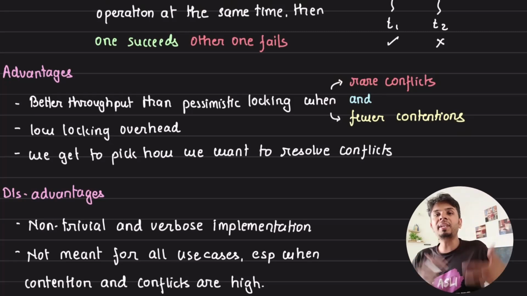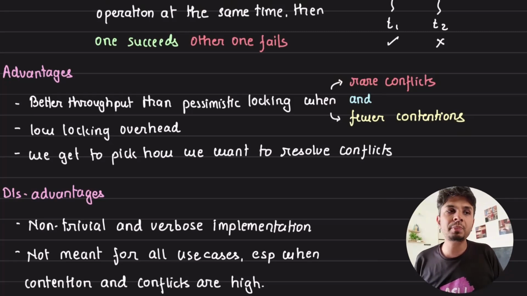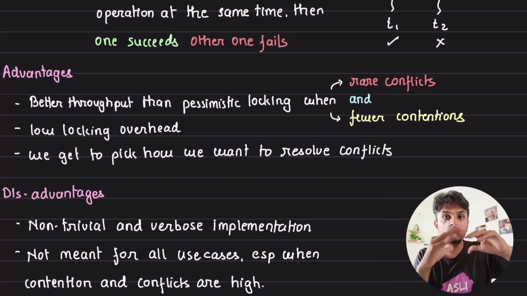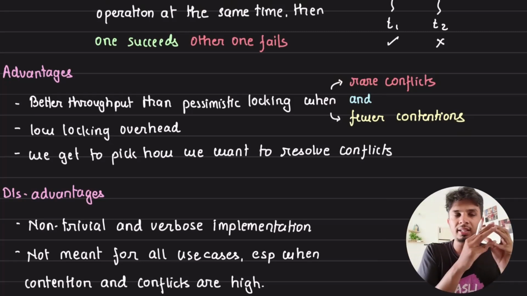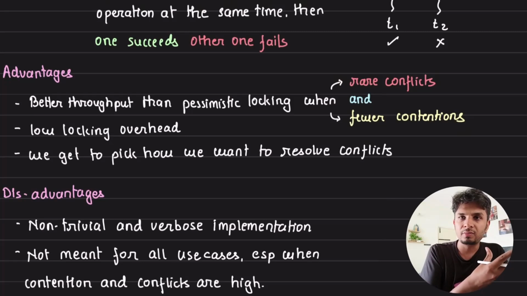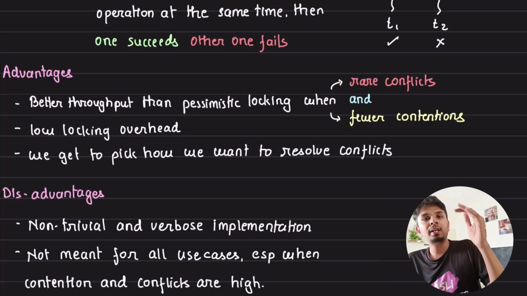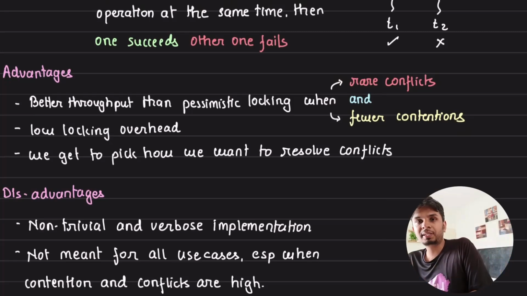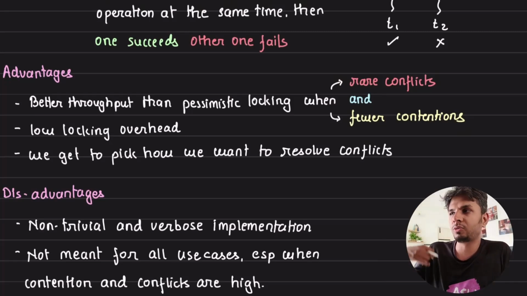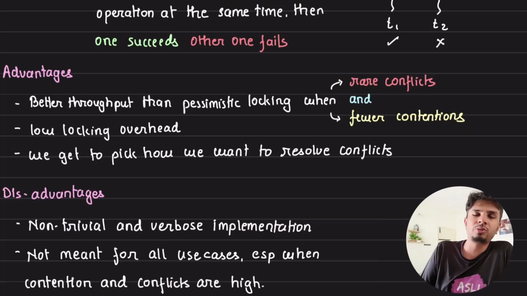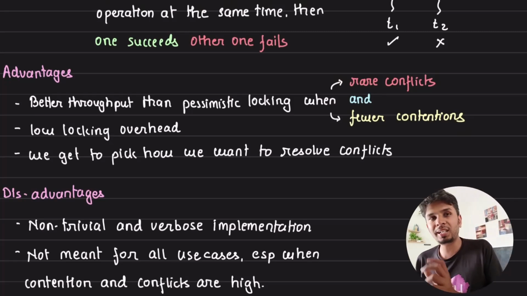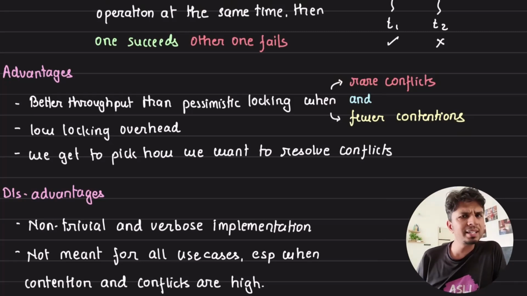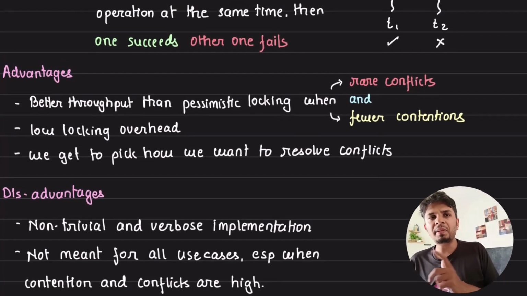Third, we get to pick how we want to resolve conflicts, because in pessimistic locking, since it is sequential execution in the critical section, if you write good code the chances of conflicts are zero, right? So there it would happen one after another. Here with optimistic locking, you know that this failed, so it's up to you. You'd want to retry, you'd want to ignore, you'd want to throw an error. It's totally up to you. So you can devise a very fine-grained experience around contentions. But the disadvantages are that the implementation is not trivial.